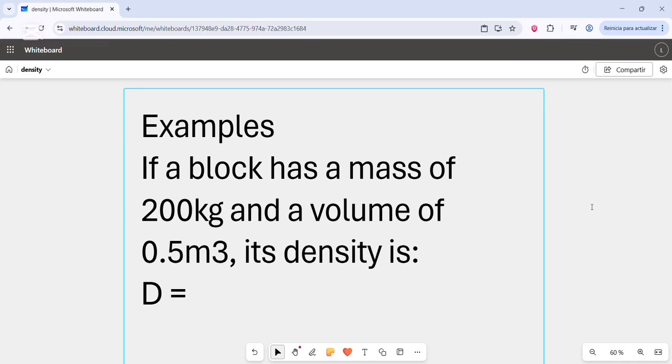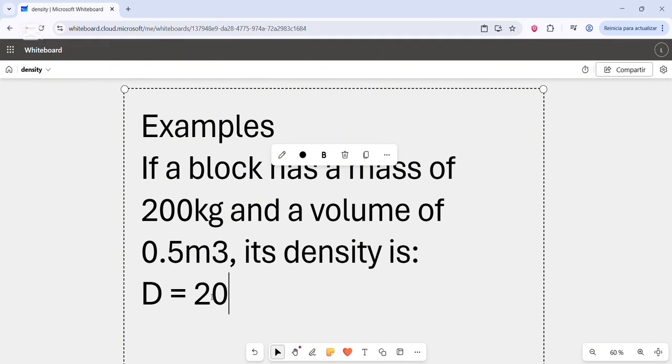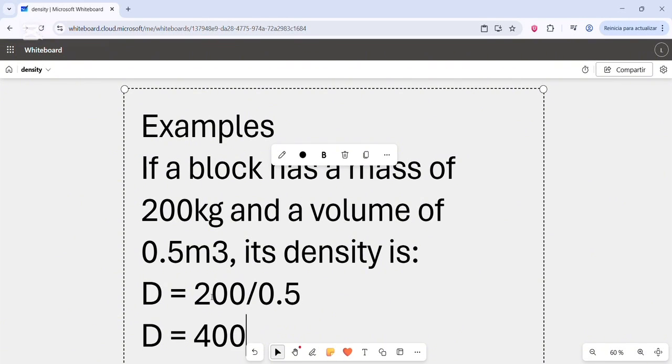Here we have an example that says, if a block has a mass of 200 kilograms and a volume of 0.5 cubic meters, its density is, well, here we can see that they give us the mass and the volume, so it's easy. The formula says density is equal to mass divided by volume, so we divide 200 kilograms by 0.5. This gives us 400 kilograms per cubic meter.